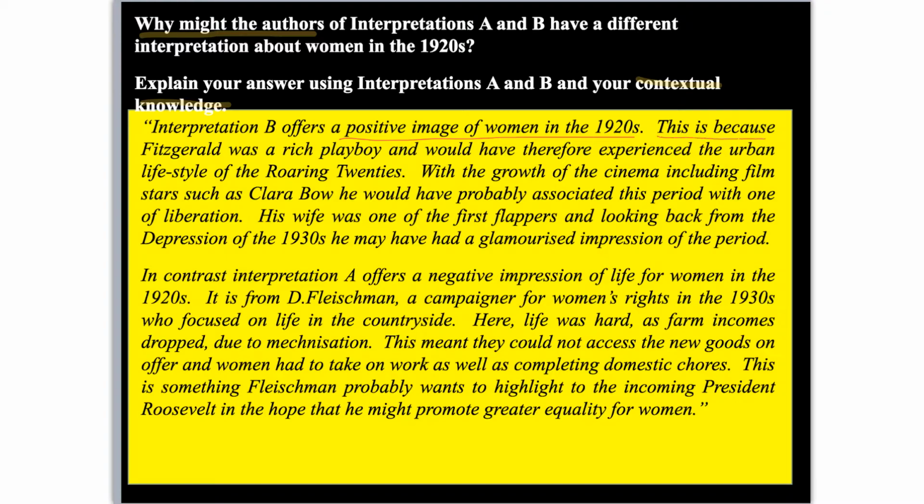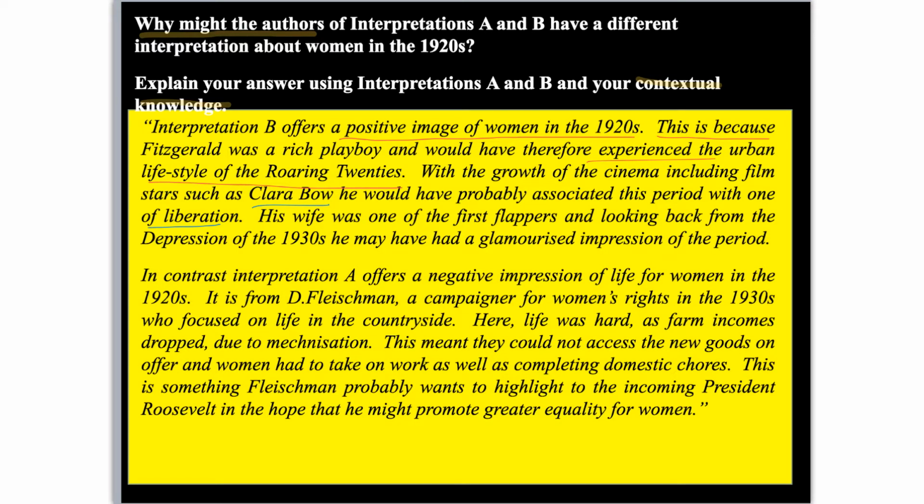So this is because is a good way to focus on why, and then returning to the ascription, the information that we looked at earlier. So Fitzgerald was a rich playboy, we've learnt, and would have therefore experienced the urban lifestyle of the Roaring Twenties. So his experiences are shaping his understanding of what it was like. And now, then we go into the actual contextual knowledge to back that up. You'll notice here that we've got, with the growth of the cinema, including films such as Clara Bow, he would have probably associated this period with one of liberation.